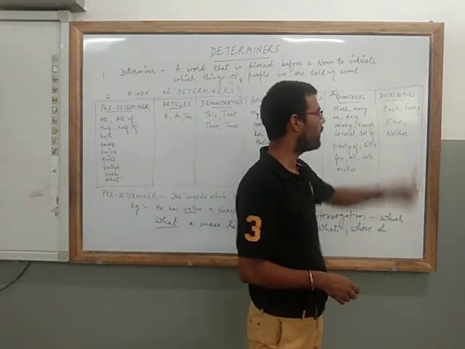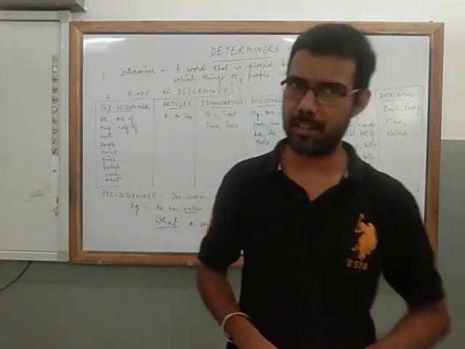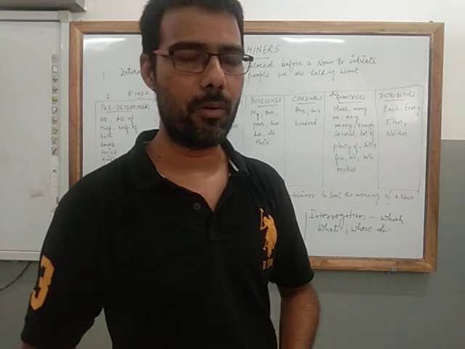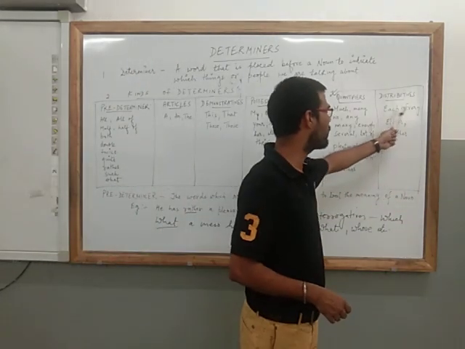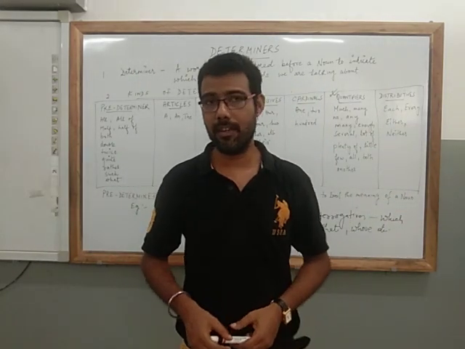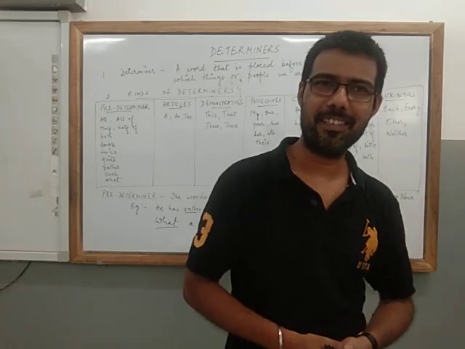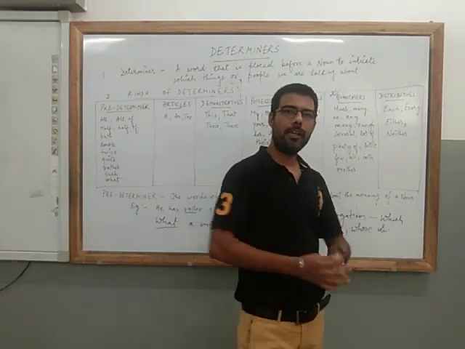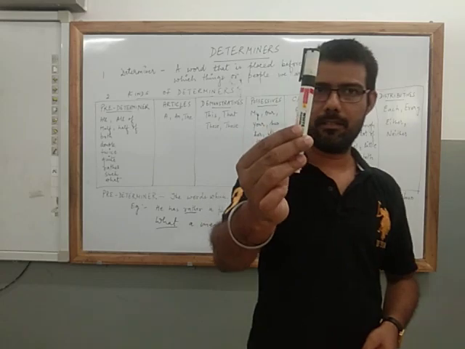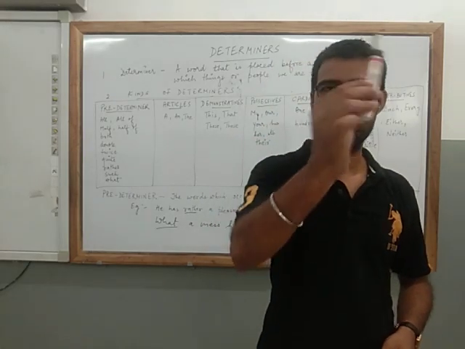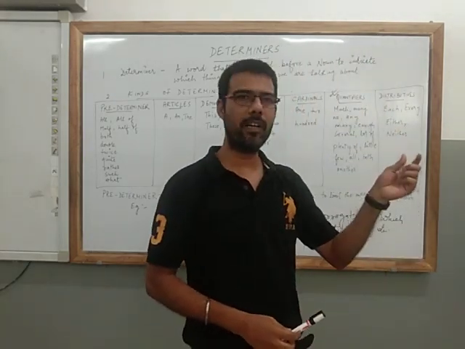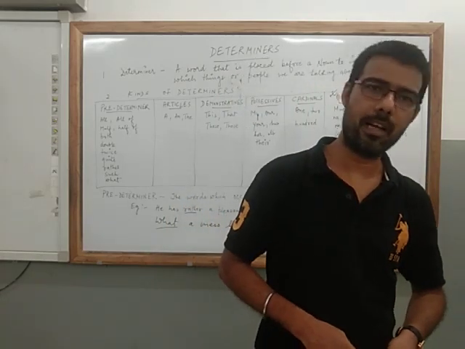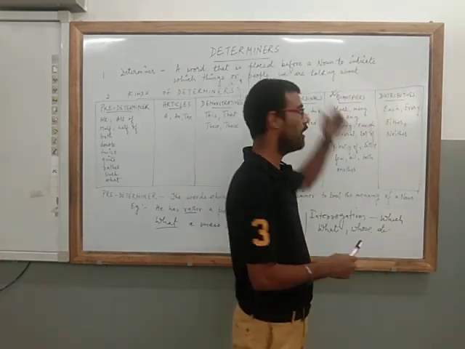Next, we see distributives. Again, children, we have learned distributives as a part of pronouns. But again, if these words are followed by a noun, it will be considered as a determiner. For example, each marker costs ₹10. So children, marker is a noun. And you see the word each is followed by the noun. Thus, it becomes a determiner.